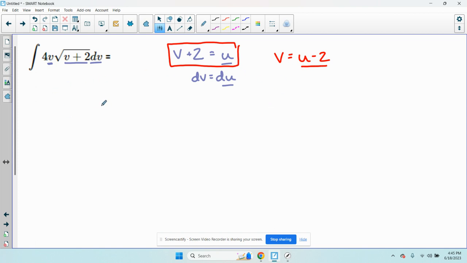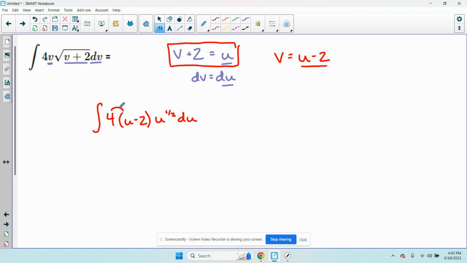So this whole integral becomes 4 times, instead of v, it's going to be u minus 2, square root of u, we'll just say it's u to the 1/2 times du. So now I've just written everything in terms of u instead of v. So now this looks uglier, but it's actually going to be nicer once we multiply everything out.